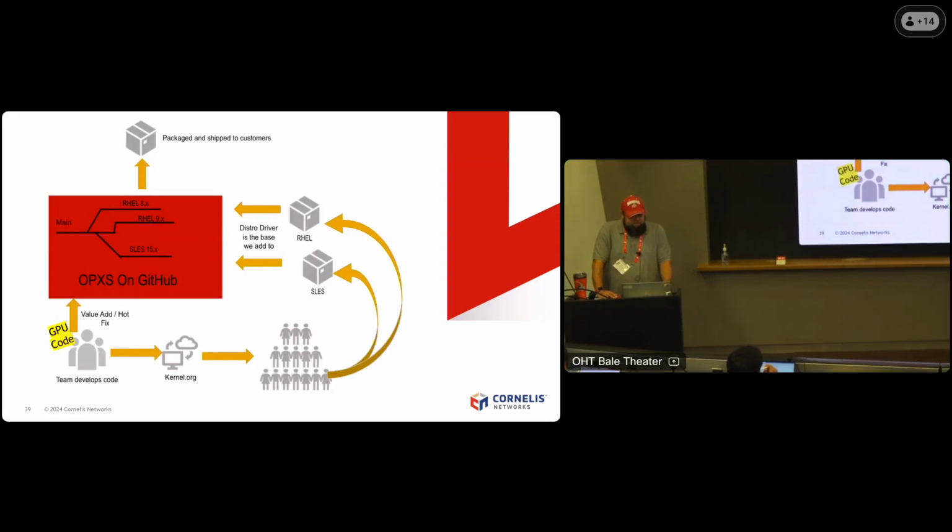This is just showing a picture of how people actually get our code. We send our code to kernel.org, like I've been saying, and that goes to the world and eventually gets picked up into the distros. Then we turn around and use that as the base for what we package up and bless and give to our customers. So when I talk about the GPU code, we take the distro's driver, which is already full of our code that we had submitted upstream, and then we glue the GPU code on top.